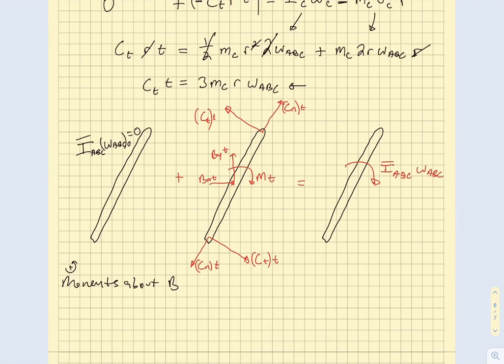We're also going to have that force, but the way we had drawn it inward before, it'll be opposite now, so it's coming out this way. So it's like a C normal T. And then this would be a C normal T. This should all be equal to, and then finally we get an I bar ABC omega ABC.